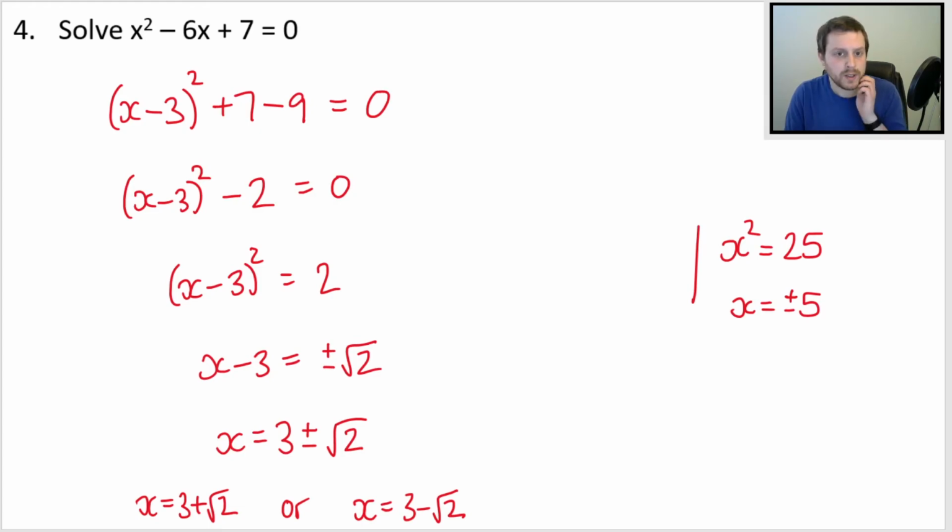Not doing any solving just yet, because you need to be able to complete the square consistently and confidently before we can begin doing this together as a class.